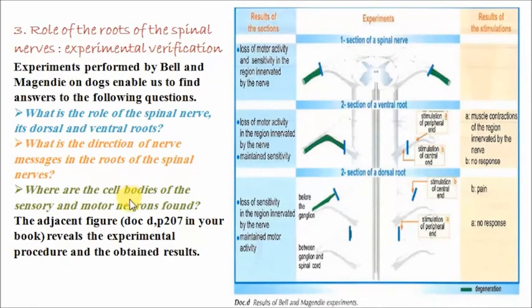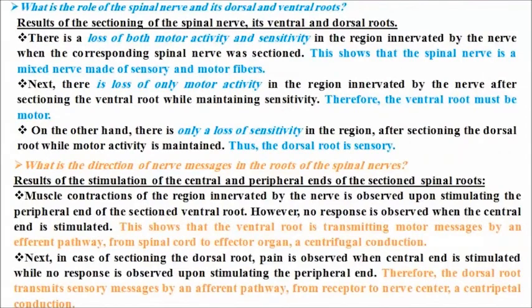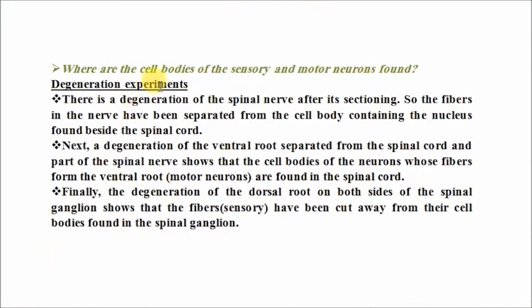Slide 6 and slide 7 show the explanation that I have done when using document D on slide 5. So this is slide 6, showing you the answers to the two questions here: the role of the spinal nerve and the dorsal and ventral root, then the direction of the nerve message and the roots of the spinal nerve. Okay, we go to the next slide, which shows you the notes or the explanation on the localization of the cell body of the sensory and motor neuron.